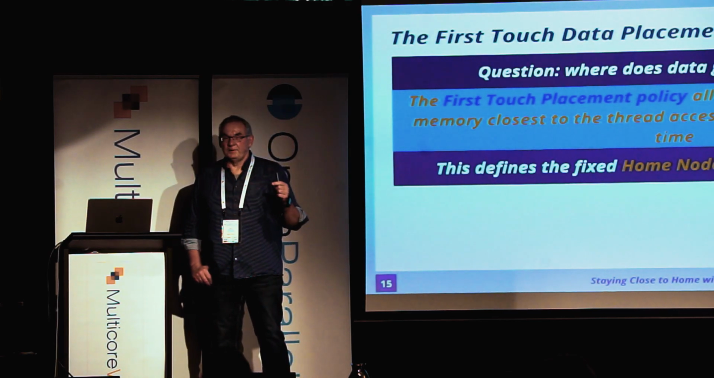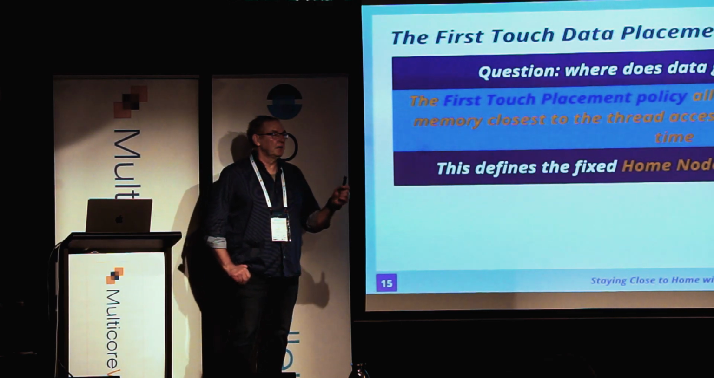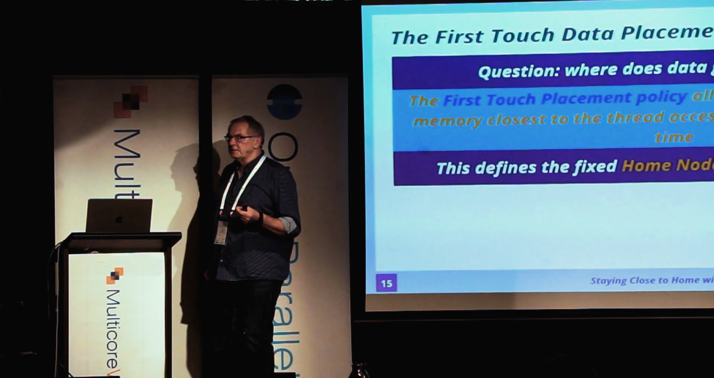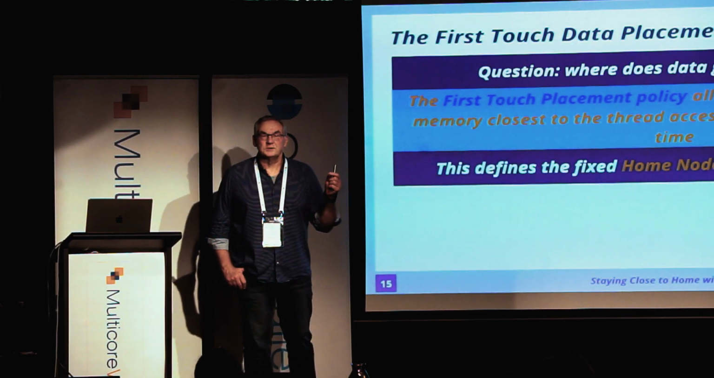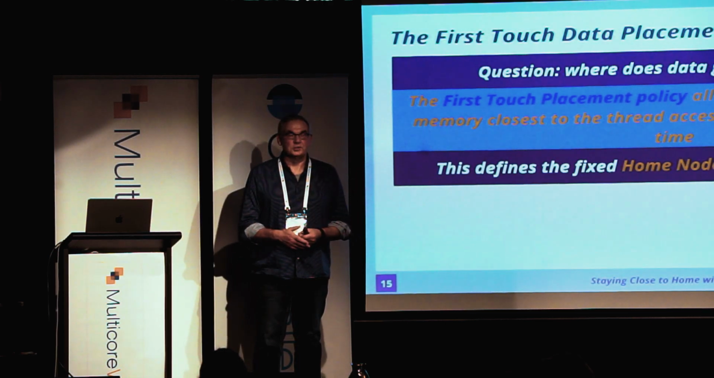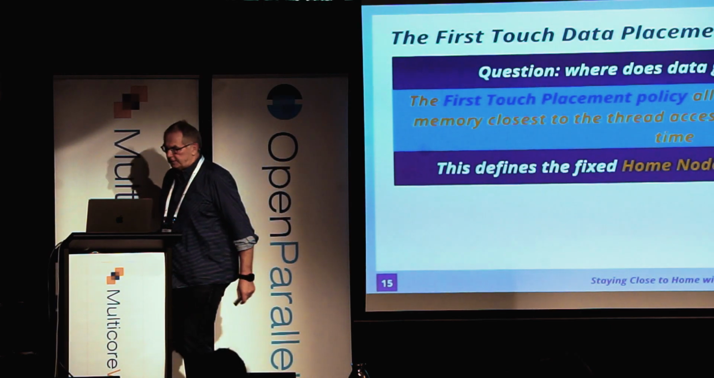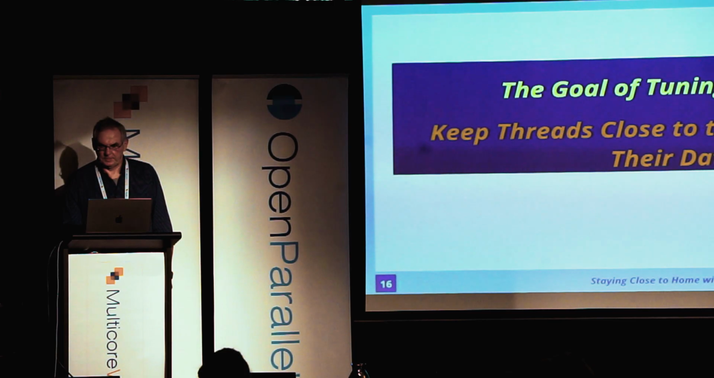And that's a very important concept to keep in mind, because I'll get back to that. So each piece of data has a home node in the system. And the reason this is the default on all the OSs is that it makes perfect sense for a sequential application. If you don't have a parallel application, you want to have your data close to your thread. So that's the goal of NUMA. Keep threads close to that home node for their data.